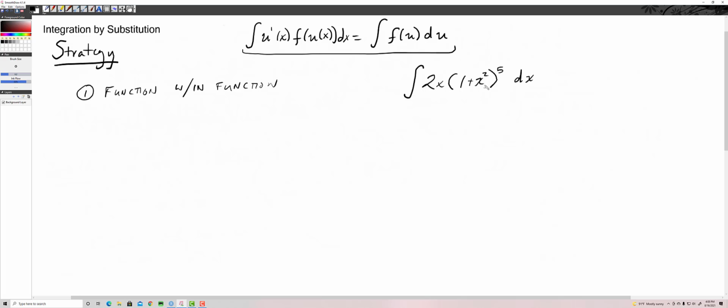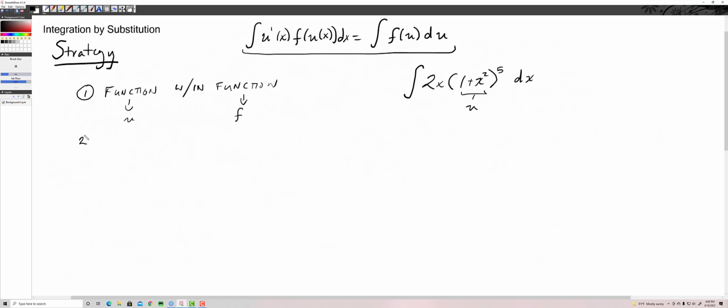And the function that's inside is going to be your candidate for u. So this one is going to be your u, and this one is going to be f. And the way that we're going to try to rewrite this is in terms of u, and then we're literally going to integrate by u. That's the whole trick, and you'll see what I mean here in a second.